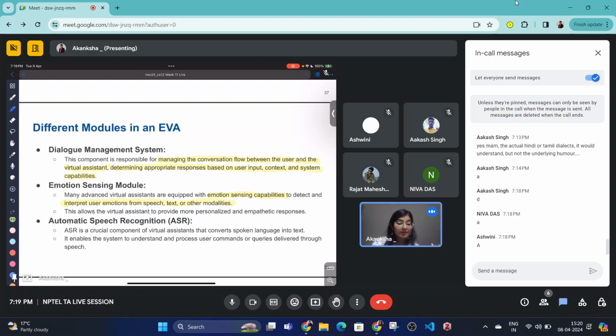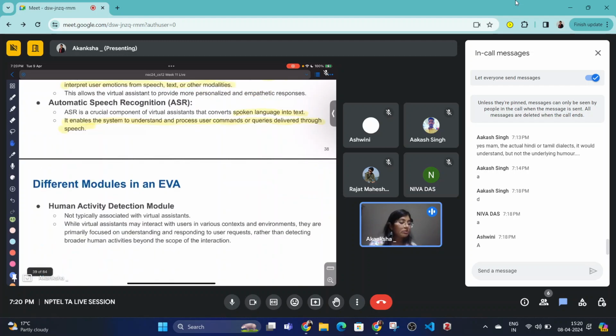Then comes automatic speech recognition. This is ASR. How are you even communicating with that agent? For example, Alexa. You're saying, Alexa, play this song. How does that agent know that you're talking to them? Automatic speech recognition means speech to text. Speech is converted to text, then the processing happens, and in text form it looks for the appropriate answer and then converts the text to speech again. So that is a very important component of this virtual agent scenario, which is ASR. It converts spoken language into text and enables the system to understand and process user commands or queries delivered through speech.